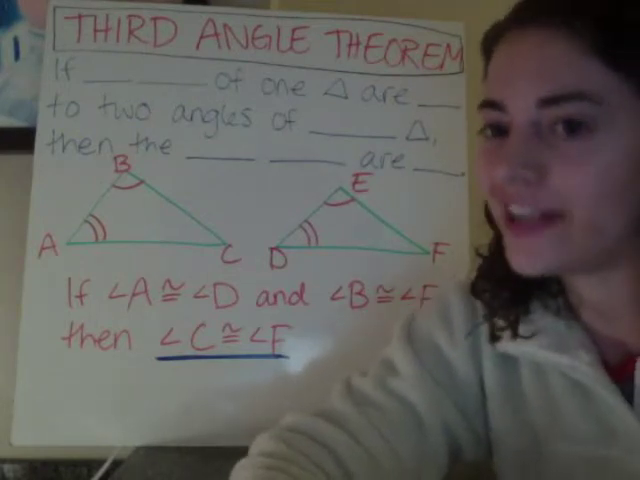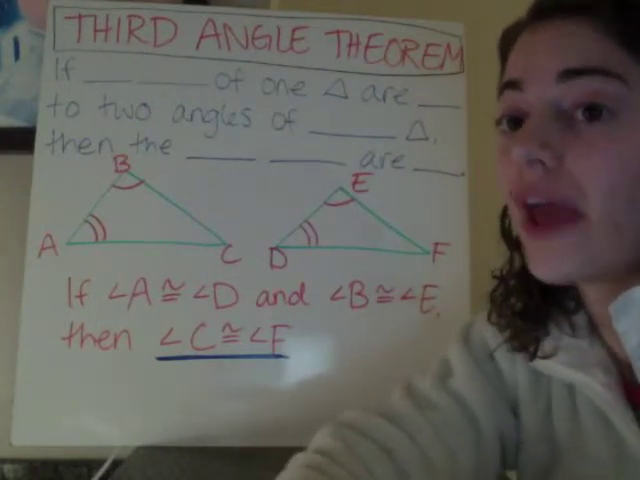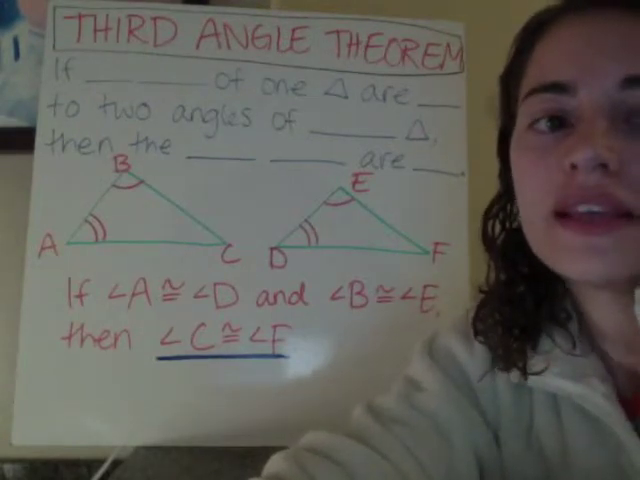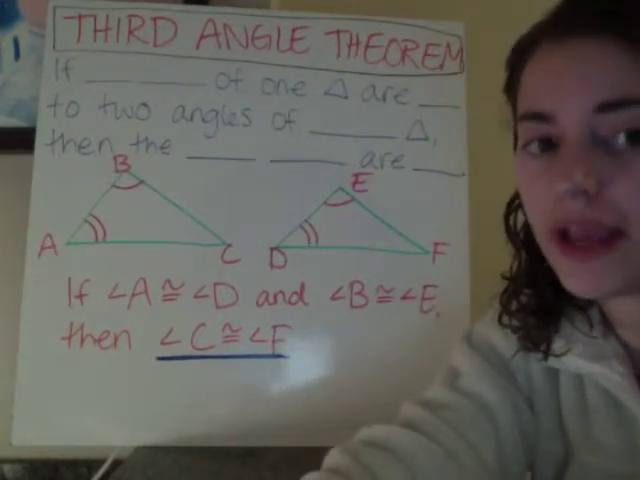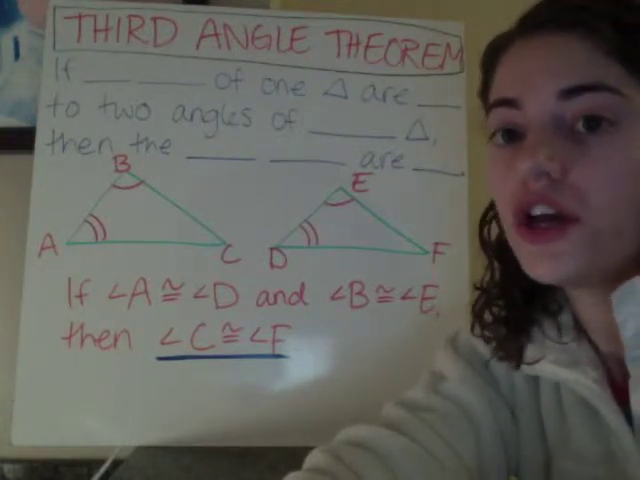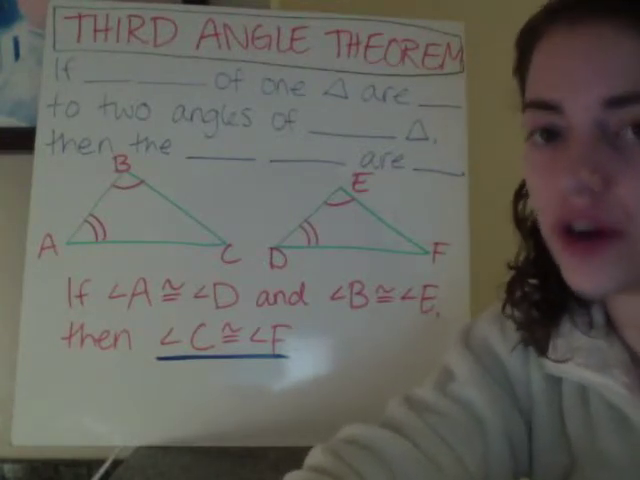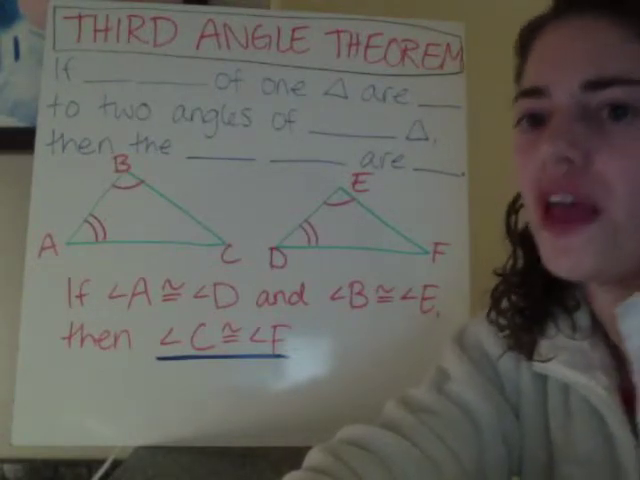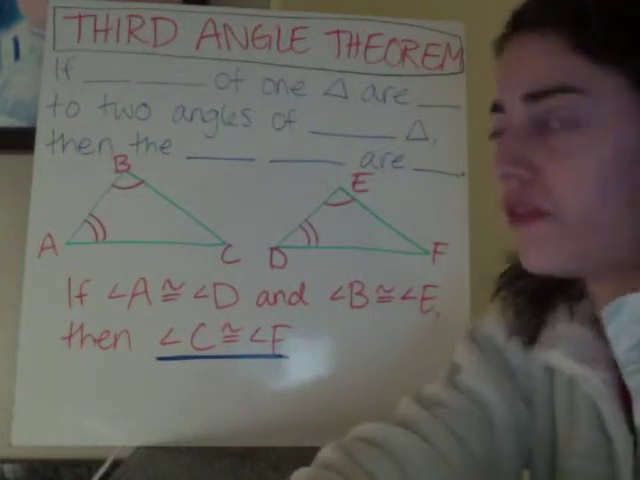Now let's look at this very interesting theorem. It's called the Third Angle Theorem. And what it tells me is that if 2 angles of one triangle are congruent to 2 angles of another triangle, then the third angles are congruent. So this seems clear. Let's go over this.